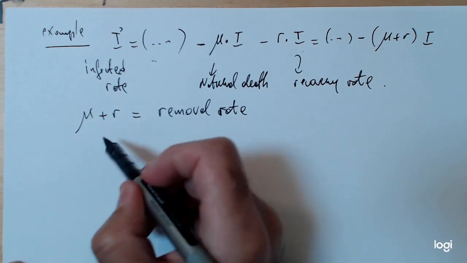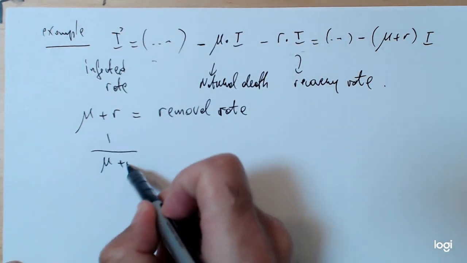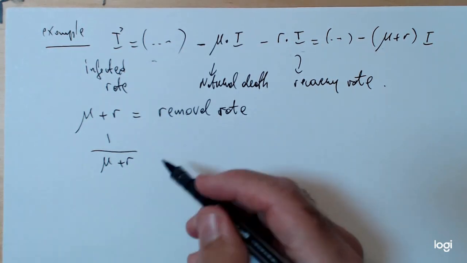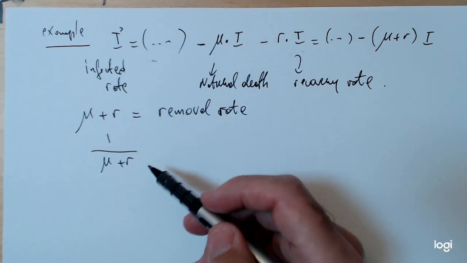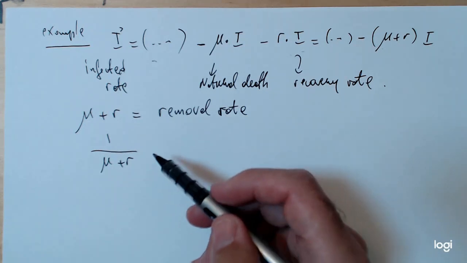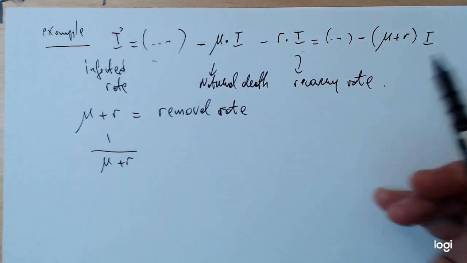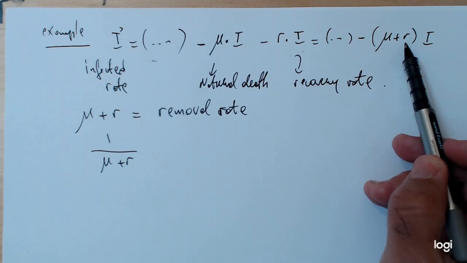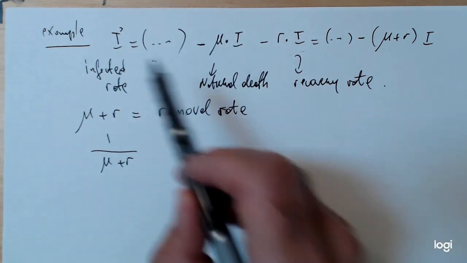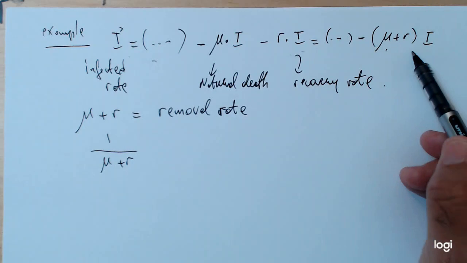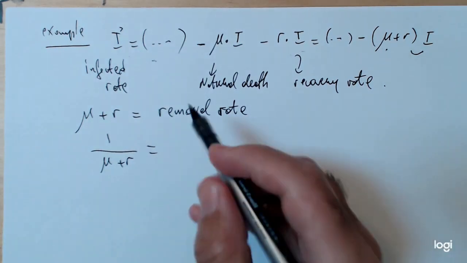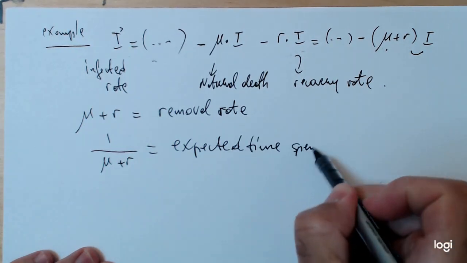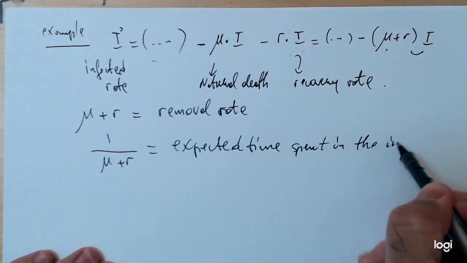But the interpretation is the same, except that when I take 1 over mu plus r, you don't call it lifetime expectancy, because it takes into account more than just natural death rate, so more than just the natural life expectancy. It takes into account also the reason of leaving I because of the recovery. So there are basically 2 ways to leave the infected class: natural death, recovery rate. So this will be basically the expected time spent in the infected class.